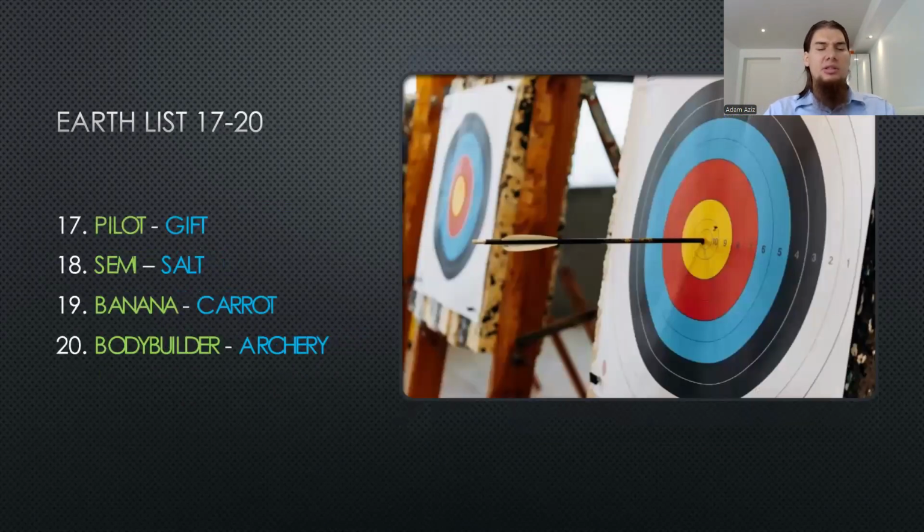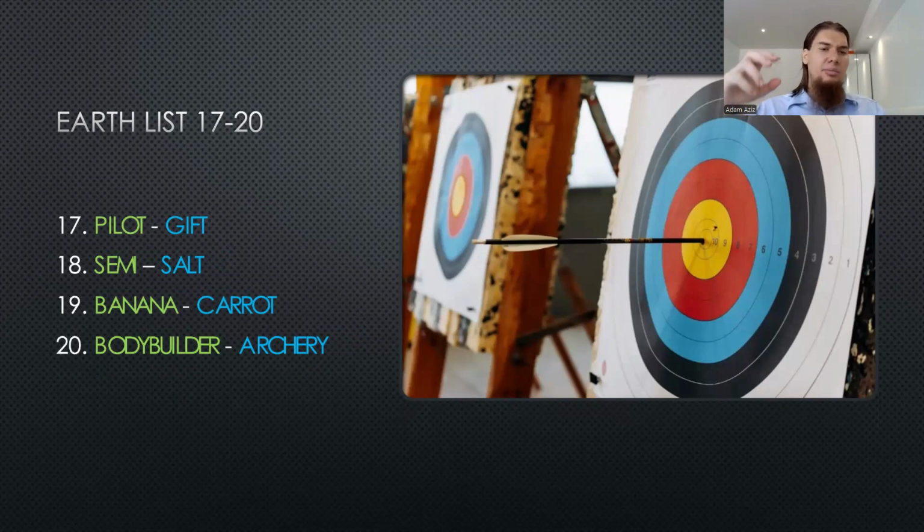Number 17 of our new list is gift. Number 17 of our Earth list is pilot. We could see a pilot delivering a gift to a king, and the gift is in the co-pilot seat. Number 18 is semi. Number 18 of our new list is salt. We could see a semi hauling a load of salt.